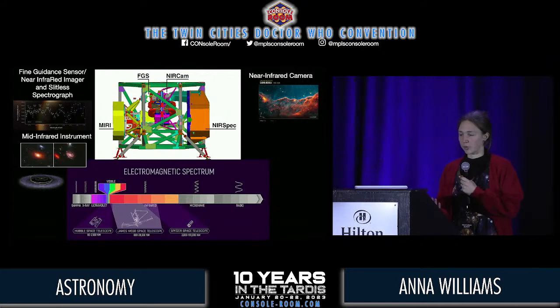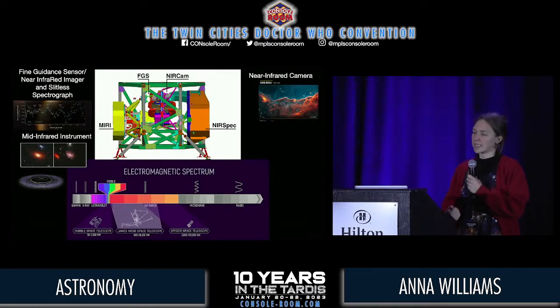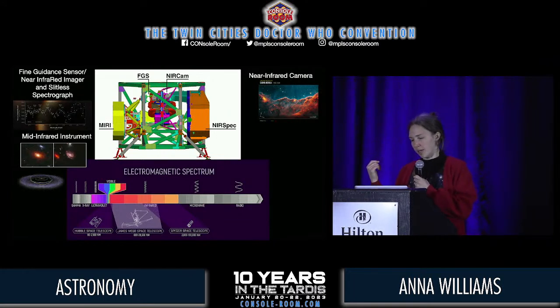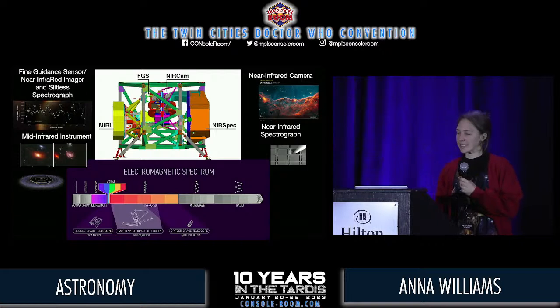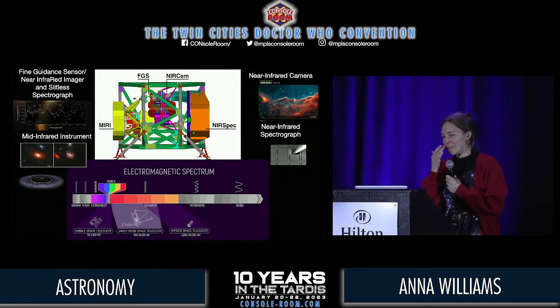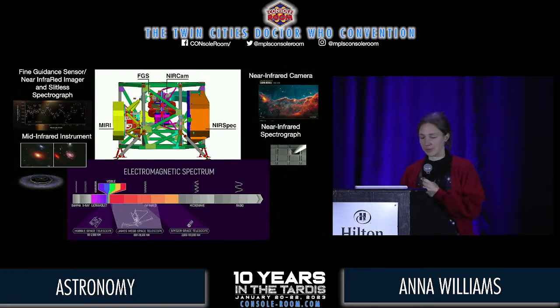It has a near-infrared camera, which is what that beautiful image of the Carina Nebula was taken with. That's going to help us look at star-forming regions, galaxy evolution, galaxy structure, and things like that. And then there is the near-infrared spectrograph. This is a whole new feat of engineering as well, in that all of this new technology was developed specifically for this instrument.